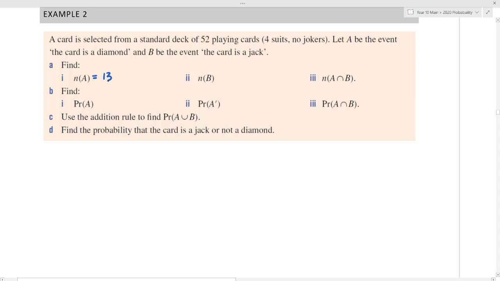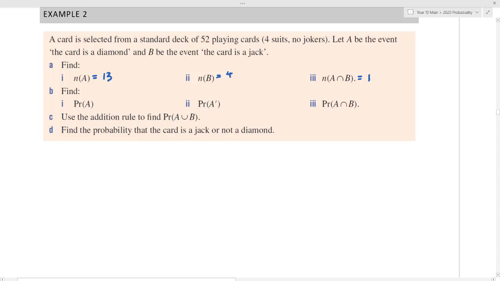Yeah. What about B, which is jacks? How many jacks are there? There's 4 jacks. So the cardinal number of B is 4 jacks out of 52. 52 cards in a deck. What about how many diamonds are also jacks? 1. Yeah, so there's 1 out of 52.